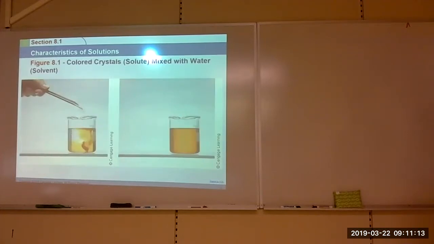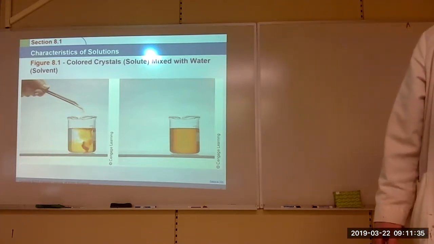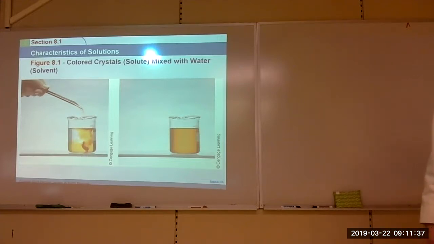Okay, so here's an example. We're going to put, there's a spatula with some solid that goes into solution, and eventually we get a uniform mixture, a homogeneous mixture, and another indicator that you have a solution is you can see through it. Now that wouldn't be the case with an alloy, but with an aqueous solution, you can see through it.